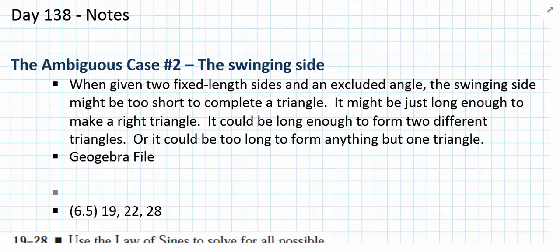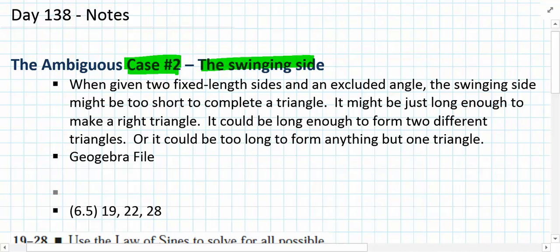Day 138 Notes, Pre-Calculus. Today we discuss the ambiguous case number 2, also sometimes called the swinging side. Case number 2 from our 4 cases that we listed on Monday is the side-side-angle case, where we have two side lengths that are known and an excluded angle, an angle on the outside of those two sides.